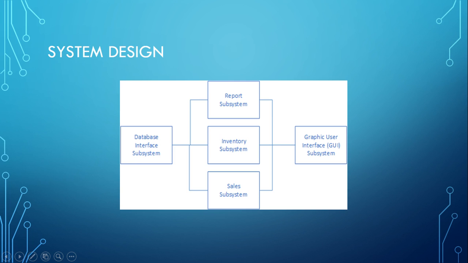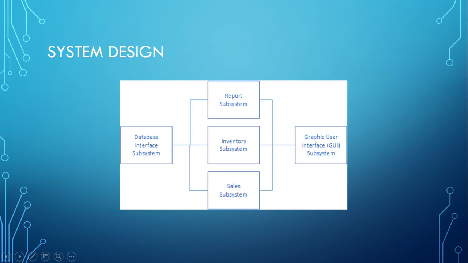all the transactions, all the inventory and sales. We'll have the report subsystem that will be able to generate reports and perform all the logic that has to happen in the reports. Also, we'll have an inventory subsystem. It's in charge of communicating with the database interface and updating the inventory, as well as performing the logic of the inventory. We'll have a sales subsystem that will also be able to communicate with the database and also update the inventory.